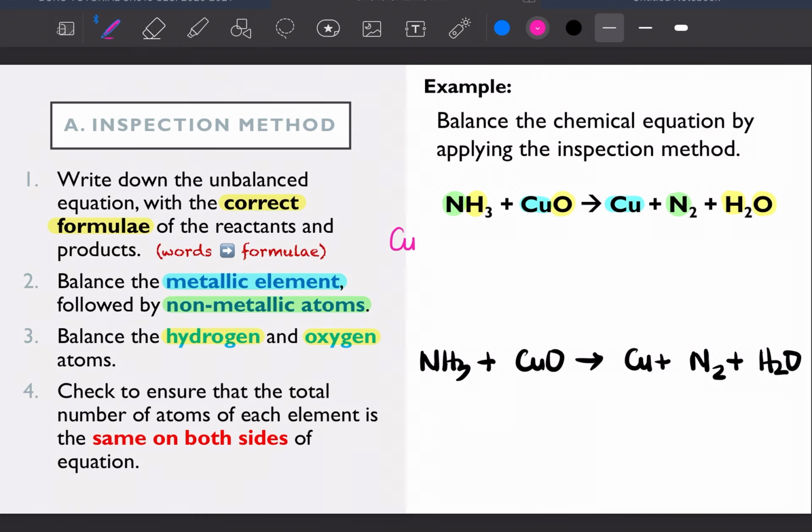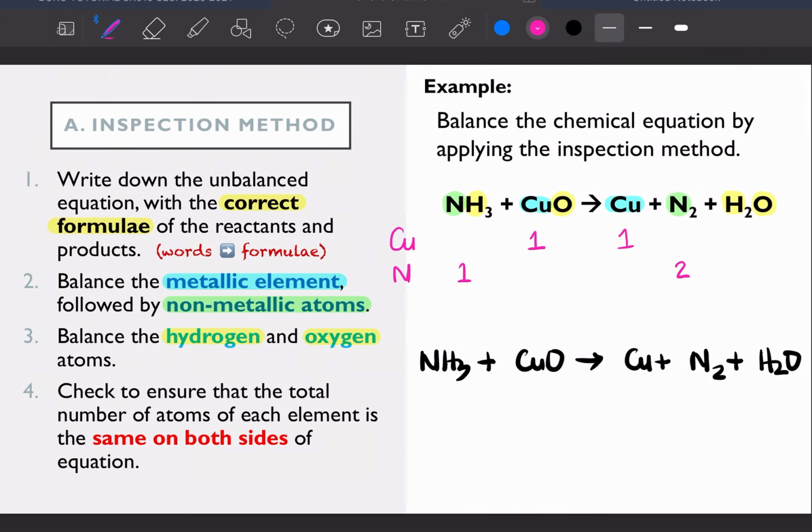So first we balance copper. On the left hand side, you have 1 copper. On your right hand side, you have 1 copper as well. So do we need any balancing? No, not yet. Okay. So next we're going to do our non-metallic atoms, which is nitrogen. So nitrogen is in green. Okay. So write nitrogen. So you have 1 nitrogen atom on your left, and on your right you have 2 nitrogen atoms. 2 nitrogen atoms in the nitrogen gas molecule.